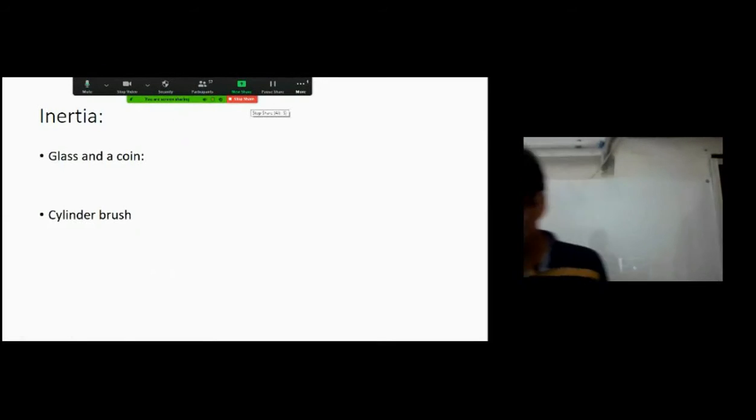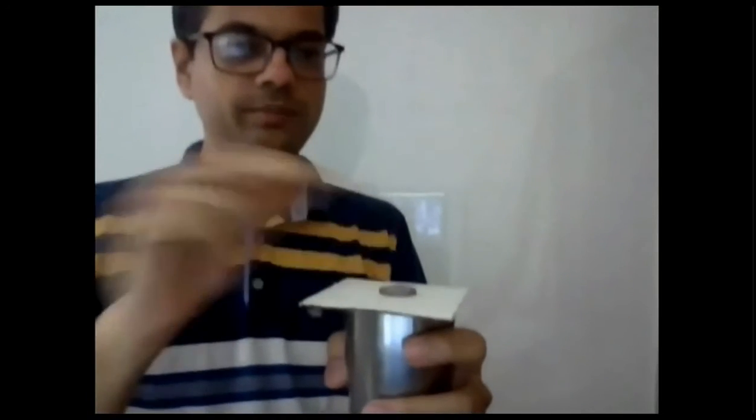All of you try doing that. You have to take a glass like this, put a cardboard on that like this, put a coin on the top like this, and then do like this. The paper will go, the coin is inside. Correct? Now why is the coin inside? Because of the inertia of the coin.